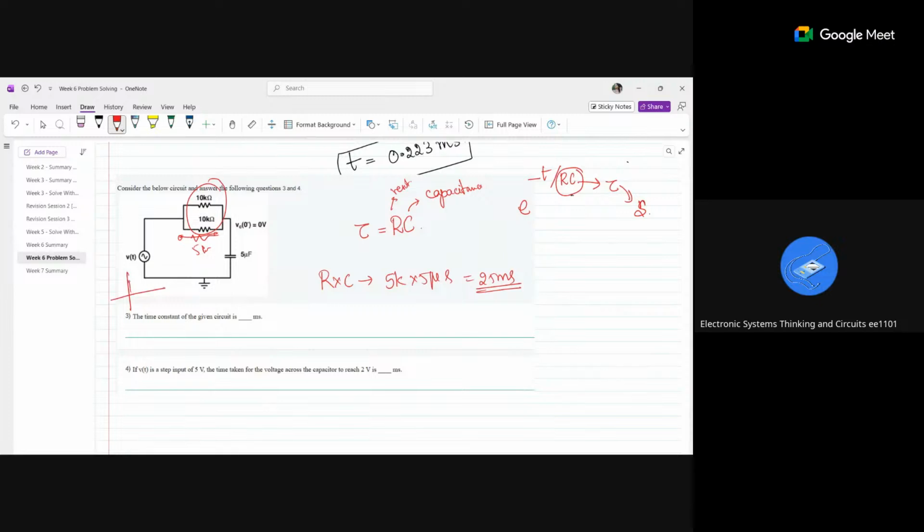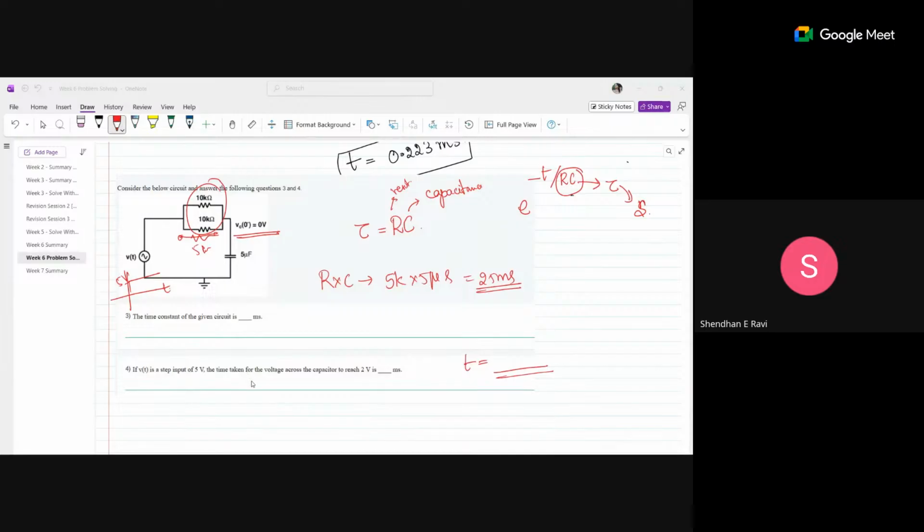That means this is given as an input, and they are given the initial condition as 0 volts, and we have to find the time taken for the voltage to reach 2 volts. Same, you have to find the time. Try finding and tell me the answer. Let's see whether it is matching with the answer in the portal.